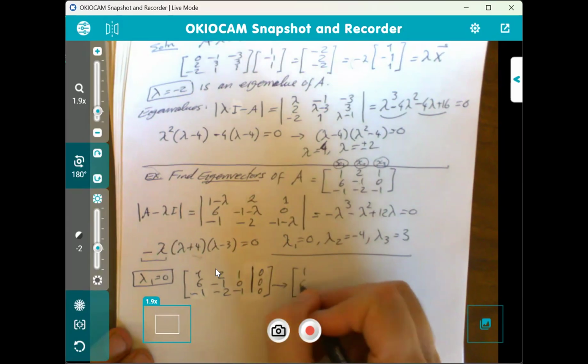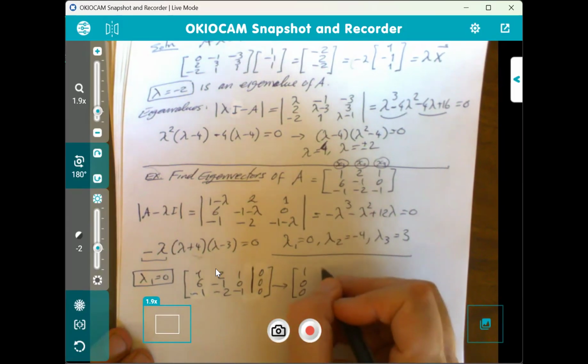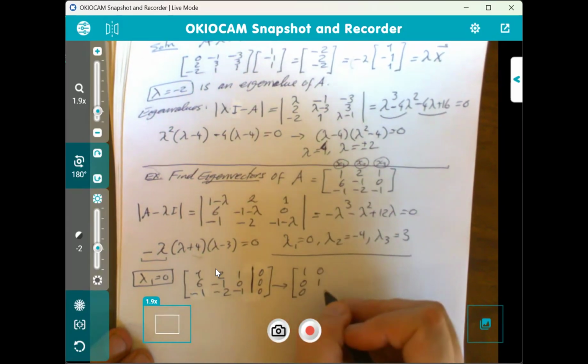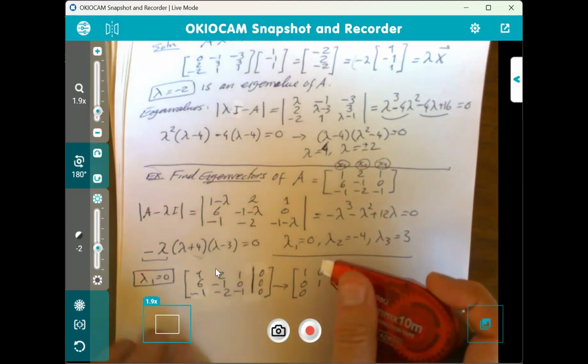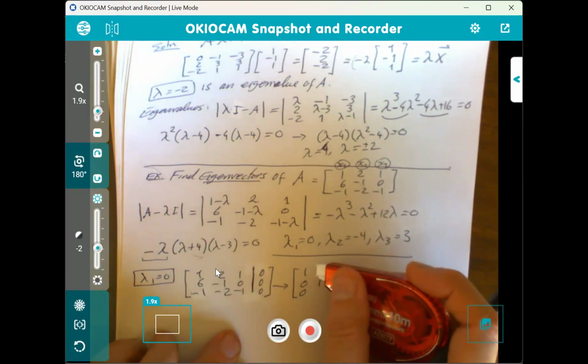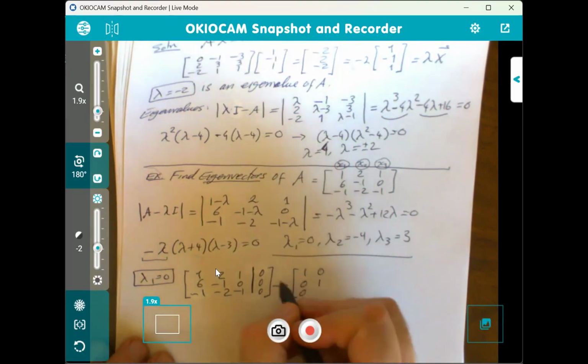I actually did not use Symbolab on this one. I don't know why. I went through the elimination, but let me give you the final.